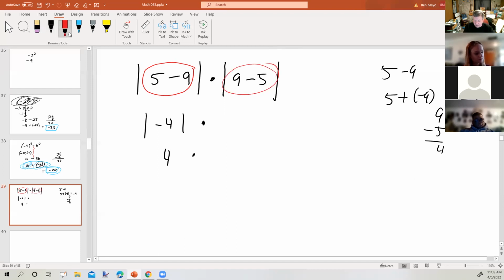Inside the second absolute value, 9 minus 5 is 4. So inside it simplifies to 4. What's the absolute value of 4? 4. And now finally, 4 times 4 is 16.